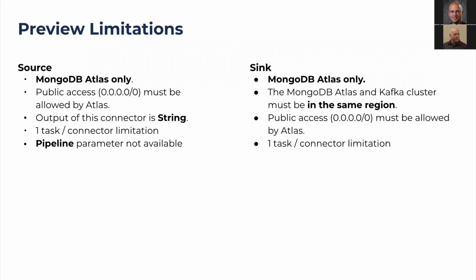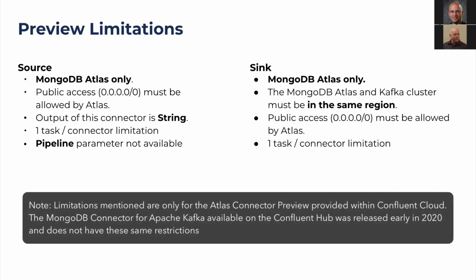As limitations today for the preview, there are a couple of things to consider. One, this is a MongoDB Atlas only connector, and that's going to be the case through production as well. So if either side of the Kafka or MongoDB connection is self-managed, if you're self-managing your MongoDB server instead of using MongoDB Atlas, or if you're self-managing Kafka, you can't use the connector in Confluent Cloud. You have to manage your own instance of Kafka Connect.